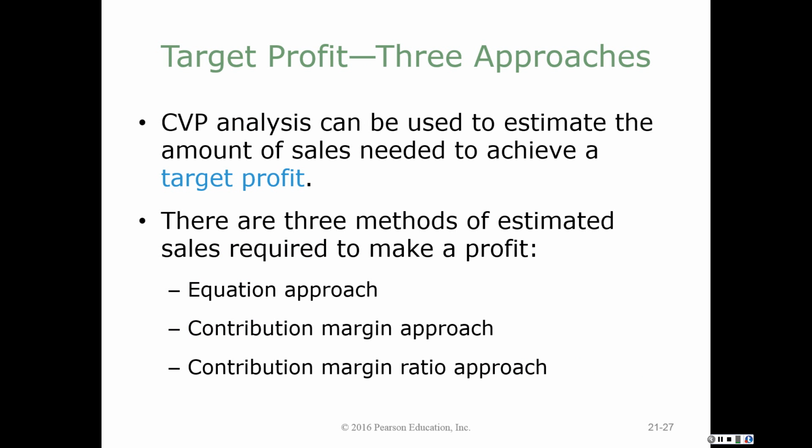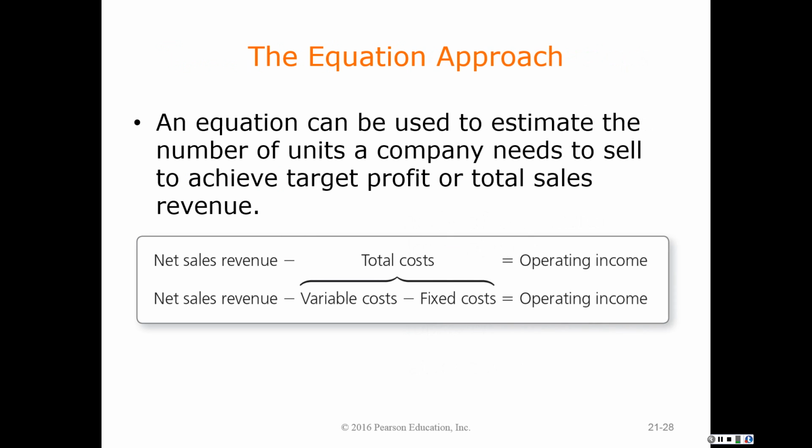So there are three approaches that we can use to estimate what your book calls a target profit for a company: an equation approach, contribution margin approach, and a contribution margin ratio approach. So what do we mean by target profit? If I want to estimate the number of units that I need to sell or the amount of sales dollars that I need to generate X amount of operating income, how can I do that? These are the three approaches. We'll take a look at each one.